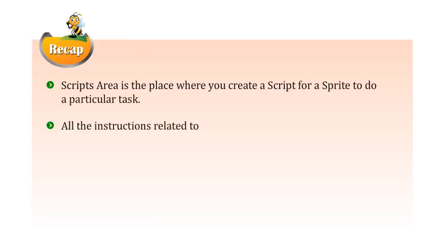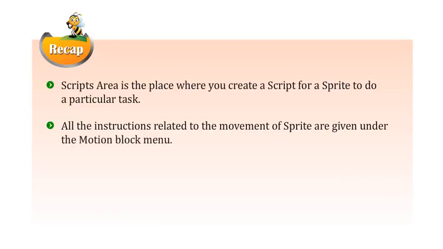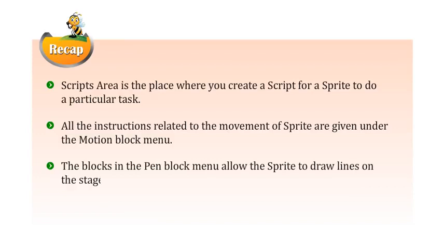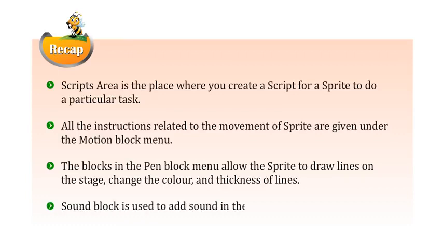All the instructions related to the movement of Sprite are given under the Motion block menu. The blocks in the Pen block menu allow the Sprite to draw lines on the stage, and change the color and thickness of lines. Sound block is used to add sound in the project.